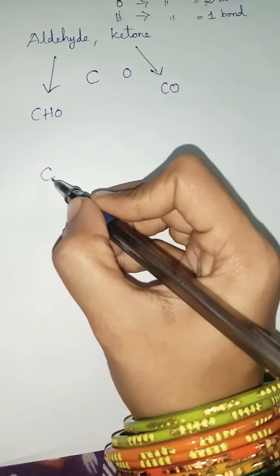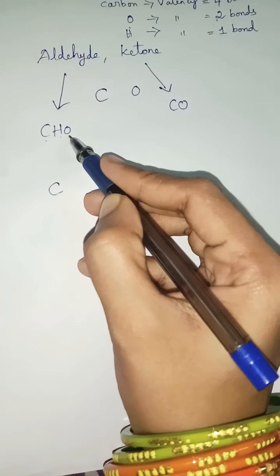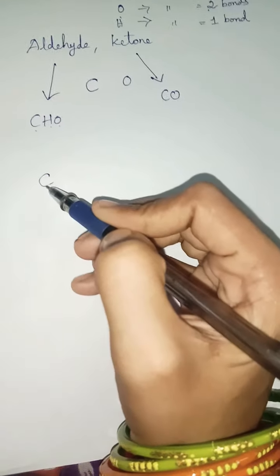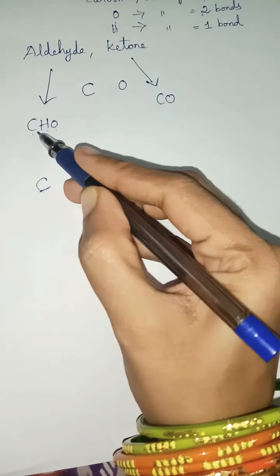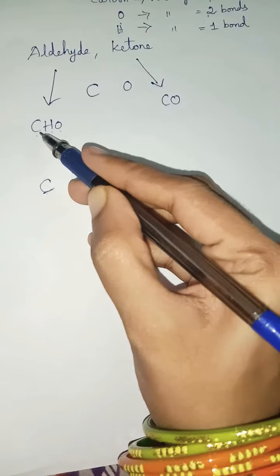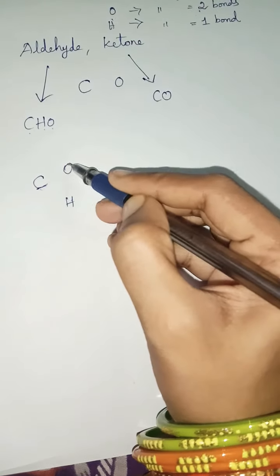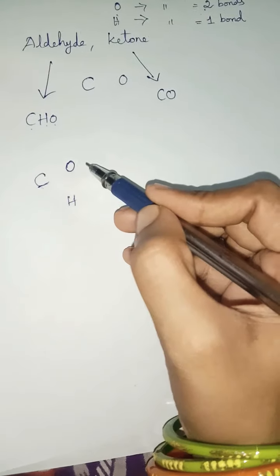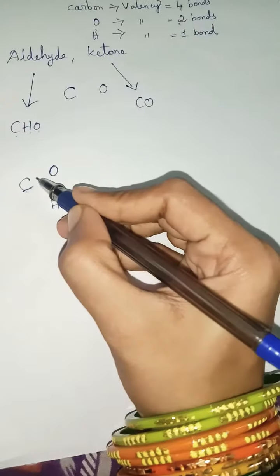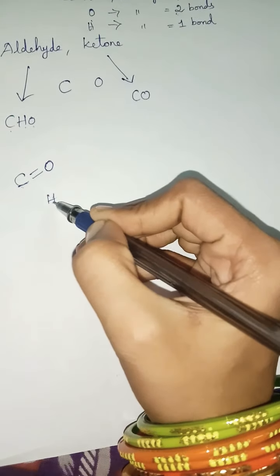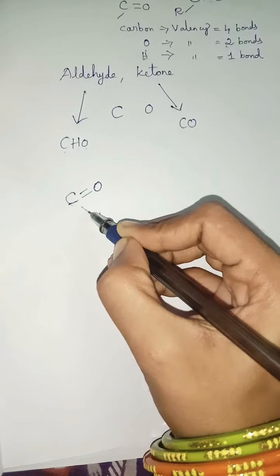Aldehyde means carbon, hydrogen and oxygen will be present. What do we write here? C, and one H and one O. Now complete the bonds for oxygen: the valency is 2, so we write 2 bonds. For hydrogen, the valency is 1, so we write 1 bond.